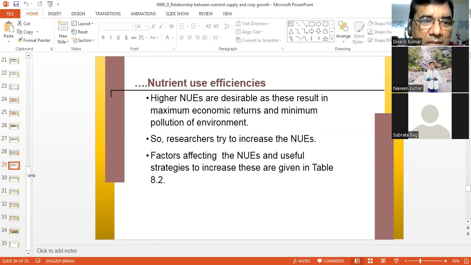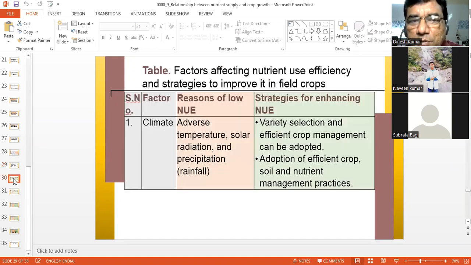So we need to understand the factors that affect the nutrient use efficiency. So first is climate. Climate will affect the nutrient use efficiency because climate can have adverse temperature, adverse solar radiation, and precipitation or rainfall. High rainfall or too low rainfall can be harmful and can affect your nutrient use efficiency. So nutrient use efficiency can be affected by climate. It is your job. Today I give you homework. You just put your thinking into how this climate can affect the nutrient use efficiency.